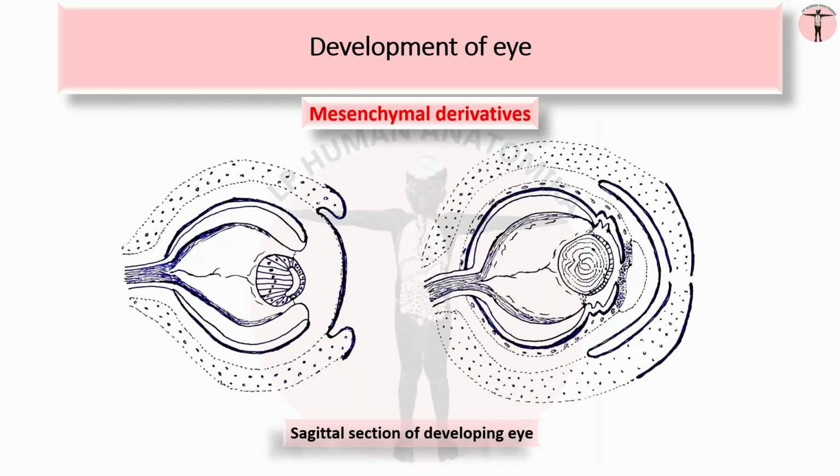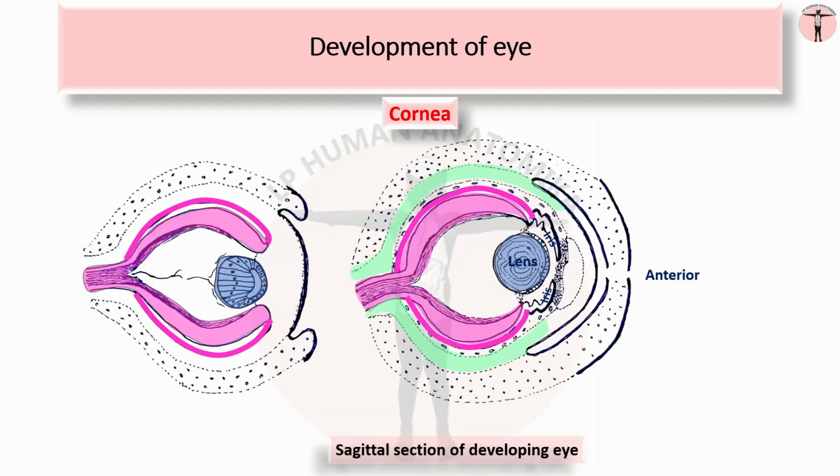The mesenchyme proliferates and migrates around the optic cup, and once the cells reach their destination, they proliferate and differentiate, contributing to the connective tissue of the eye and orbit. Let us discuss the mesenchymal differentiation and its derivatives one by one. Let us start with the outermost layer, the fibrous layer, which is formed by the cornea and sclera.